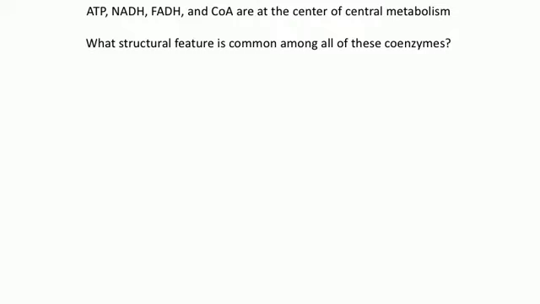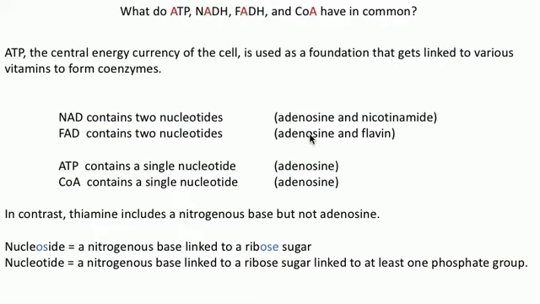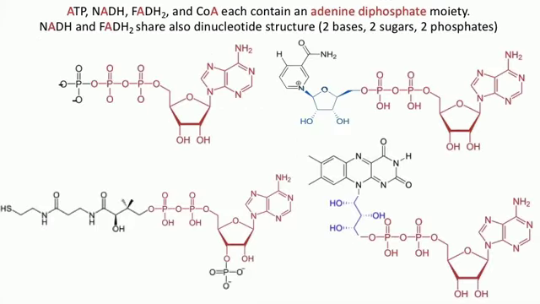So again, we've looked at ATP, NADH, FADH, and coenzyme A at the center of energy metabolism. What structural feature do you think is common to each of these? Please answer. Adenosine, adenosine, adenosine, adenosine. Big clue. And in fact, here I'm showing those structures where I've highlighted adenosine in red.